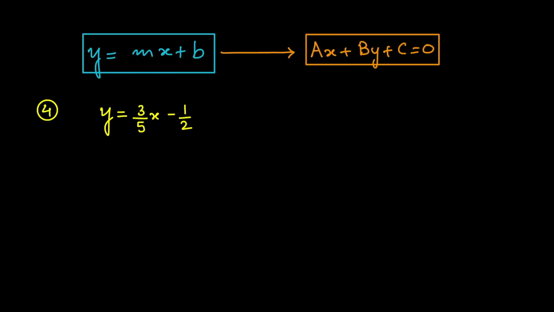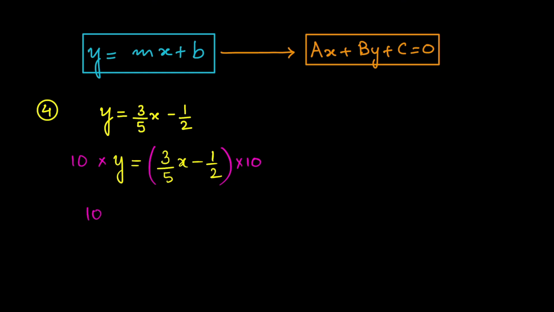Now in this one again we have y is equal to 3 over 5x minus 1/2. So we have both the coefficient and the constant as fractions. To get rid of these fractions, first we rewrite this equation: y equals 3/5 x minus 1/2. And now which number should we multiply by? We see what is the LCD of 5 and 2. So the LCD is 10. So we multiply by 10 on both sides.